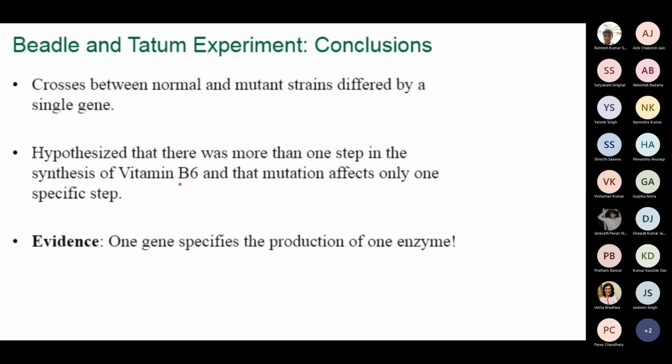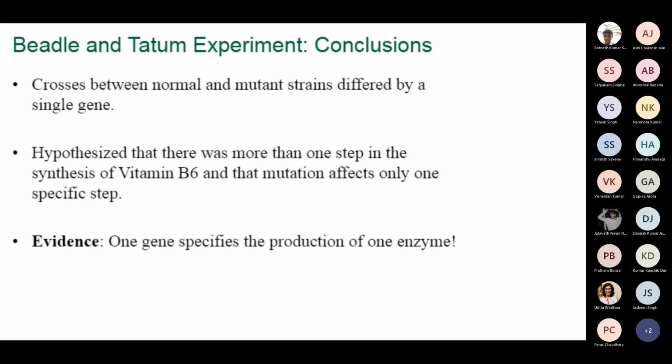And by this, they were basically able to show that there would be specific genes that are probably responsible for it, because when they mated a mutant strain with a normal strain, that was basically differing by a single gene, this problem of not being able to make vitamins was going away.